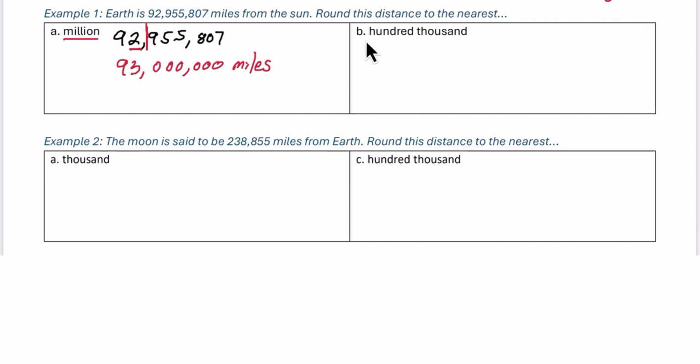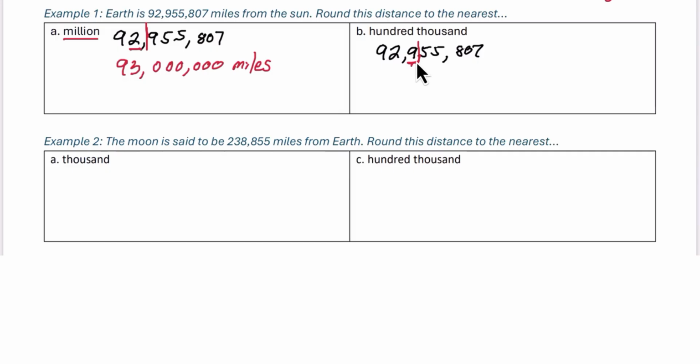If we wanted to round to the nearest 100,000, let's again copy the original number first. And next we locate the rounding digit, the nearest 100,000. We have ones, tens, hundreds, thousands, 10,000, 100,000. This 9 is in the 100,000s position. We then look to the right of that rounding digit and we get a 5.